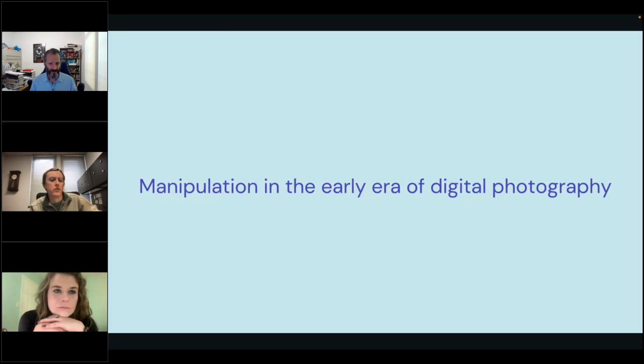Okay, so there's a long history of photographic editing going all the way back to the invention of the film camera in the mid-19th century. This does not stop, obviously, as we get to the early era of digital photography. In fact, now more possibilities are opened up by the power of the computer.